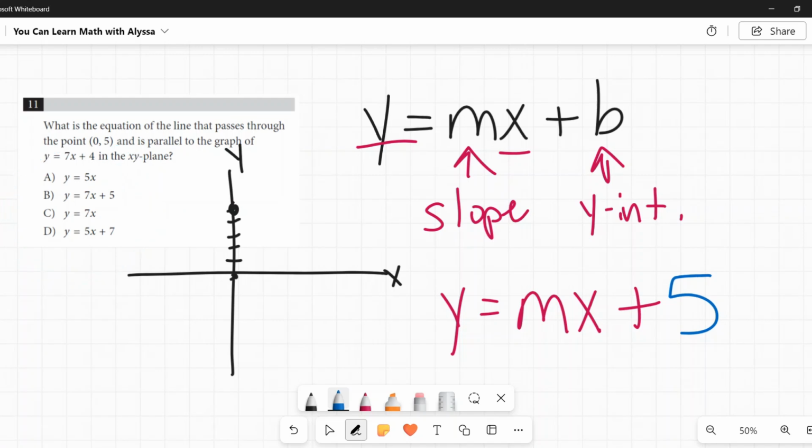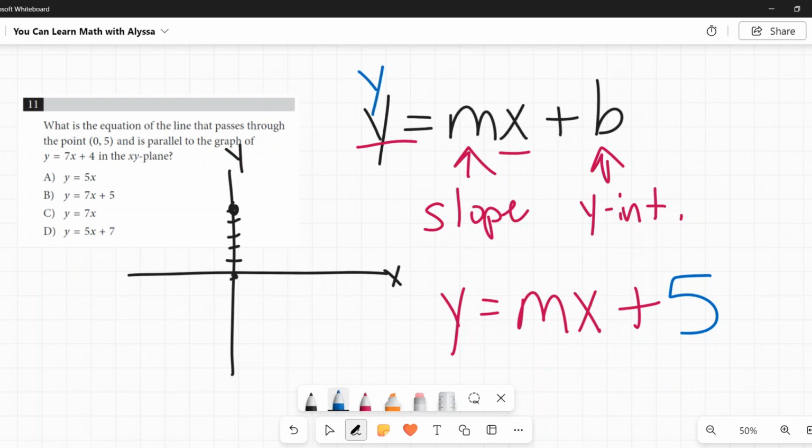You've already got your answer, but let's pretend that they tried to make this a little more interesting by giving you more than one option that had that as a y-intercept. And we're going to look at the slope because they may not be that nice on the day on your actual SAT. So we're looking at what is parallel to the graph of y equals 7x plus 4.